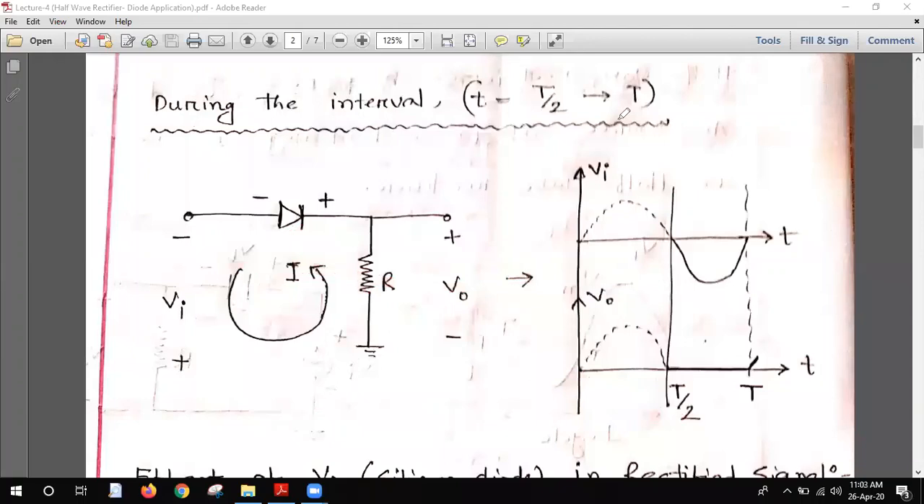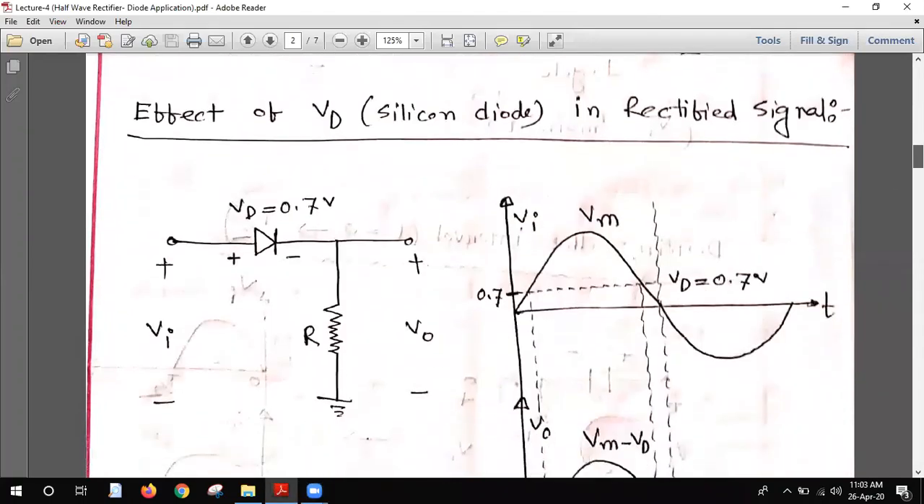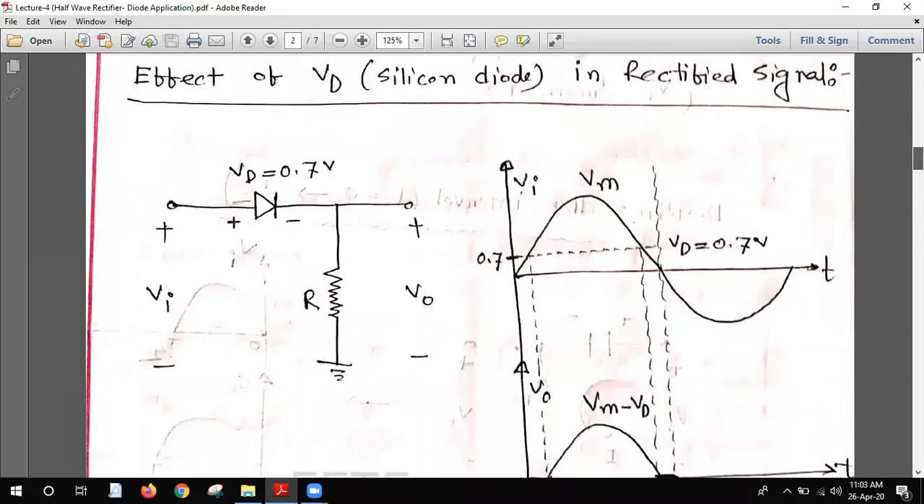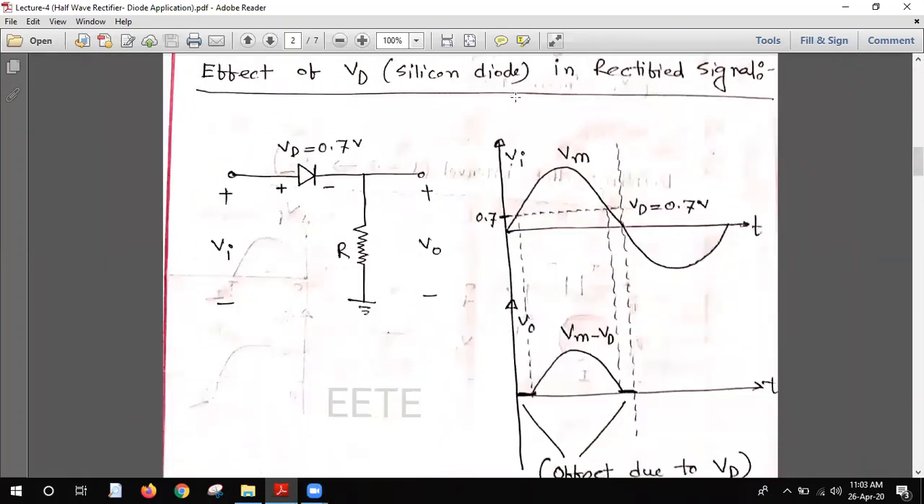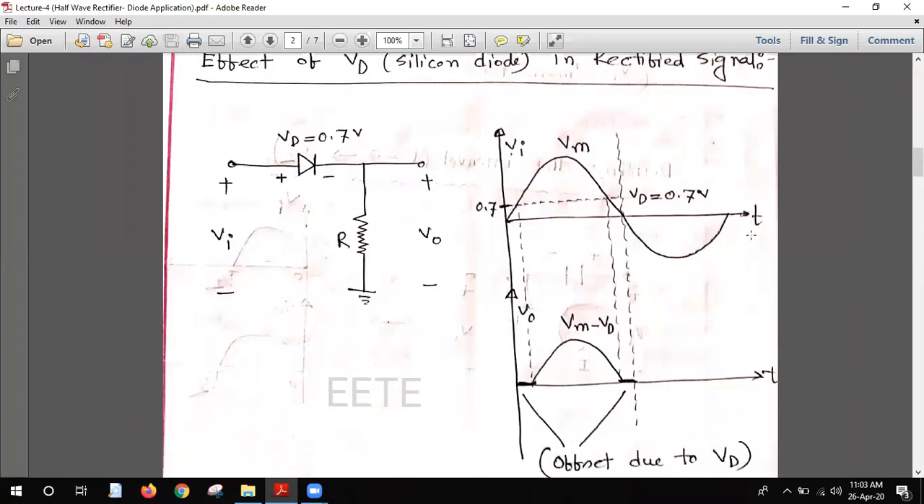Now we will see the effect if we replace this ideal diode with a silicon diode. Okay, let's see how this changes. Now we have to make it a very small size. Okay, now you can see. So this is the effect of the silicon diode.